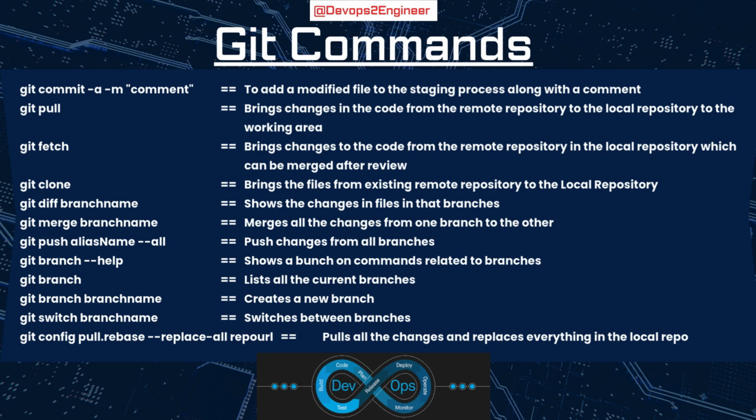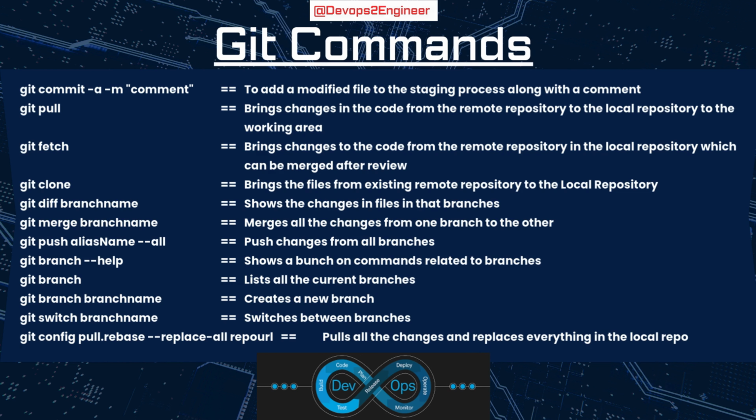Git branch name creates a new branch. Git switch branch-name switches between branches. Git config pull.rebase --replace-all your-repository-URL pulls all the changes and replaces everything in the local repository. Now let's go to the next page.